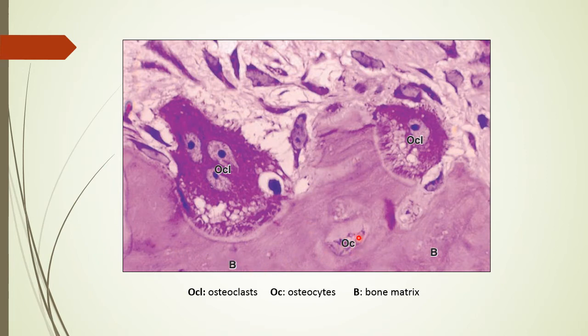Okay, and OC stands for osteocytes found within lacunae. This is the osteoclast, a large motile cell with multiple nuclei. Multinucleated large cell, the osteoclast. It is very important in bone resorption during bone growth and remodeling.